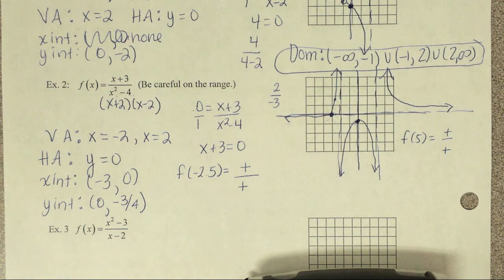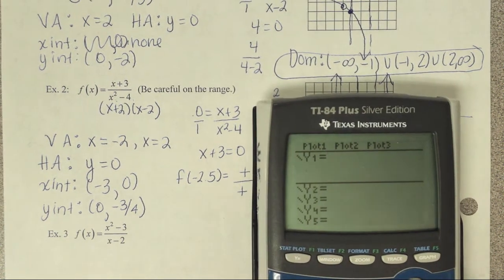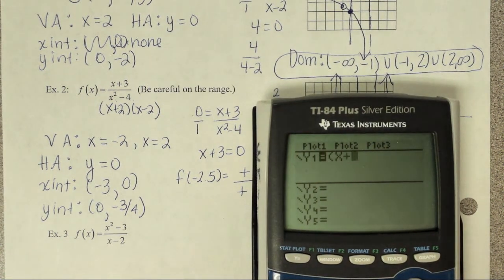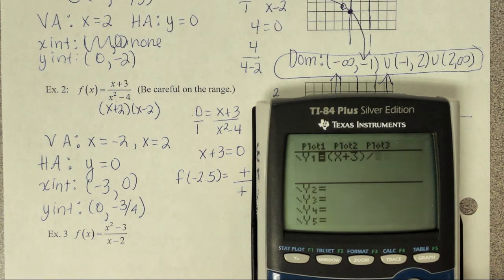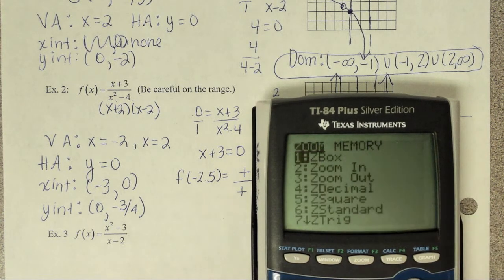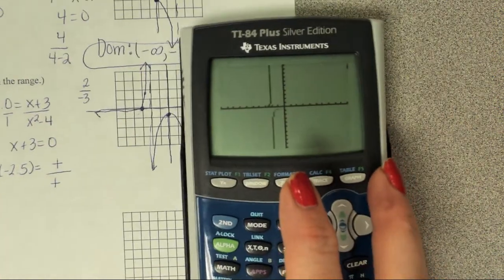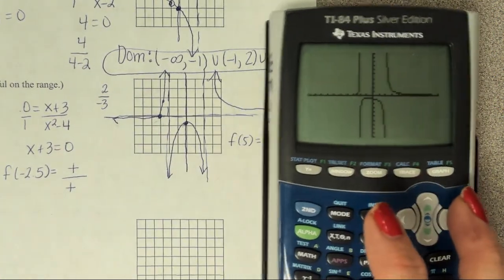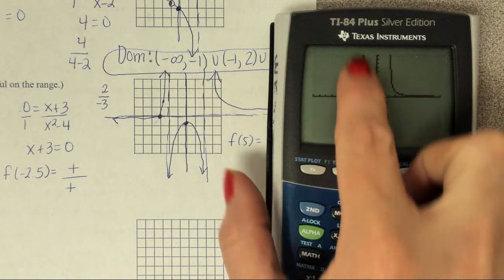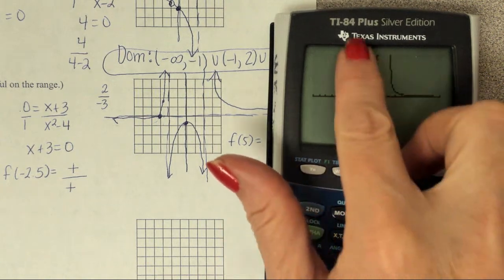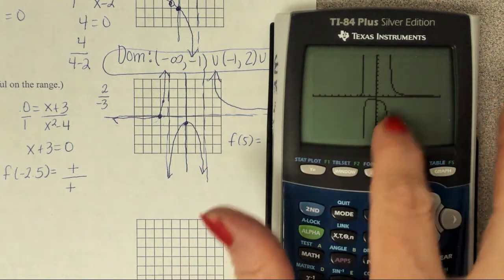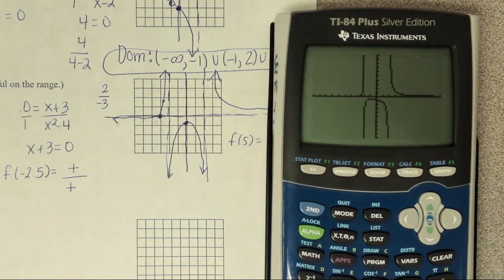I want you to see how this looks. Make sure you have the whole numerator in parentheses and the whole denominator. Here's how it looks. Okay? It doesn't show us those vertical asymptotes, but see how we're really close in the way that looks. Doesn't have to be exact, just a general idea of the shape.